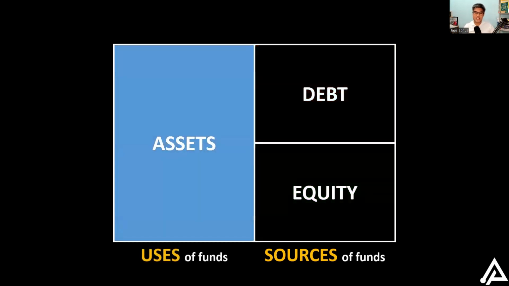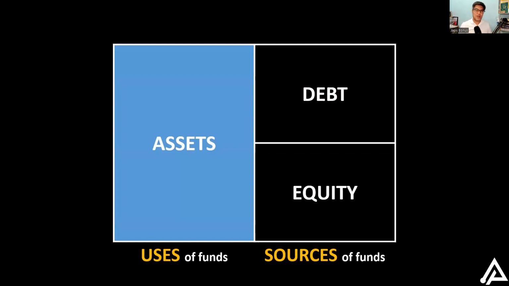On the left-hand side are your uses of funds. Now, when you start a business, you raise funding by either issuing debt or getting funds from the owners. When you're asked how efficient the company's management is in using or maximizing the resources it was given, you look at the left-hand side of the balance sheet, the uses of funds.